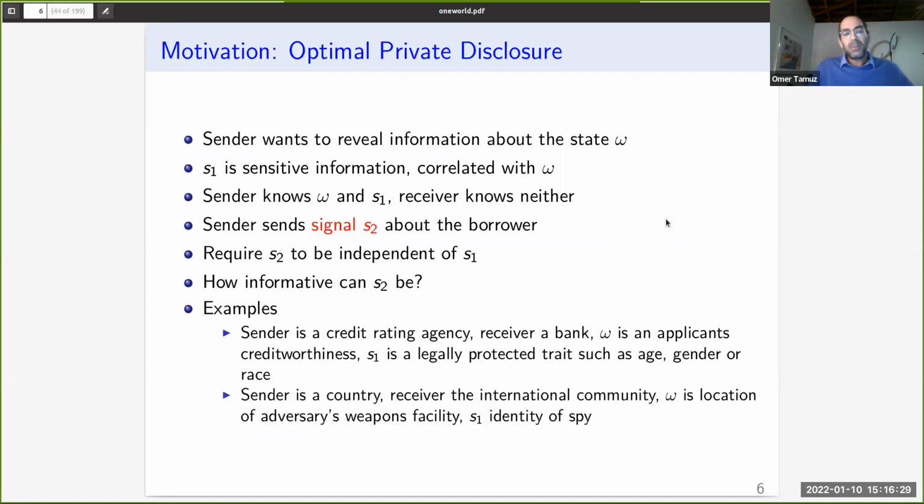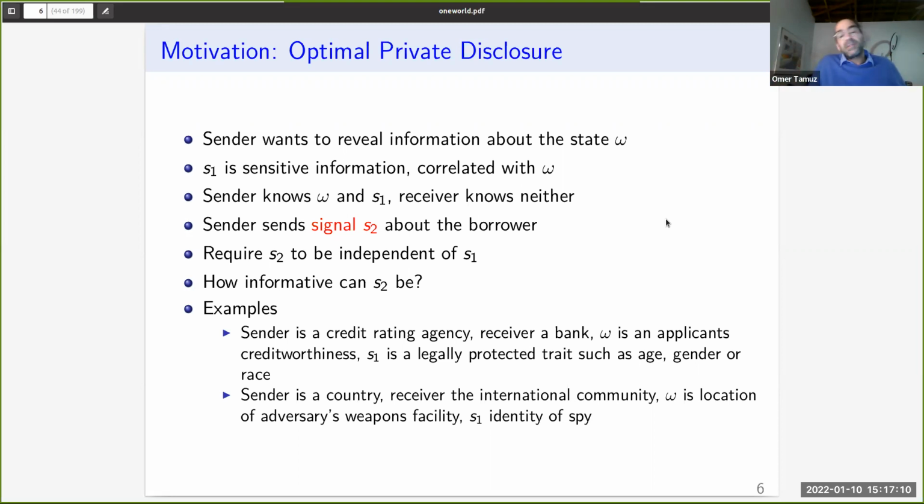Here's a sillier, but maybe more fun example. Imagine that, say, the United States wants to prove to the world that North Korea has a nuclear program or a nuclear bomb. Okay, this is an old example by now. What they want to do is reveal some intelligence that they have about the nuclear program that will prove that North Korea is doing things that they're not supposed to do. So the sender here is the country, the United States. The receiver is the international community. The state is, maybe say, the location of their weapons facility, but they don't want to reveal the source of their intelligence. So S1 is going to be the identity of their spy.